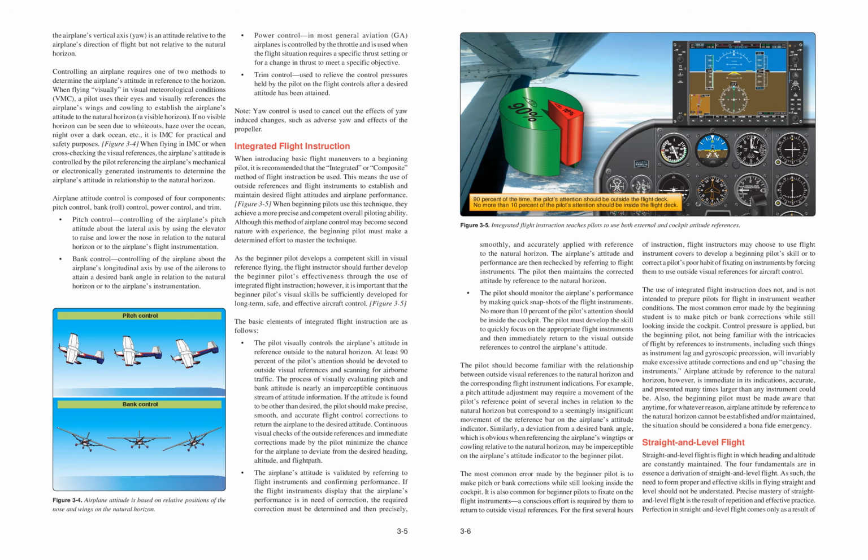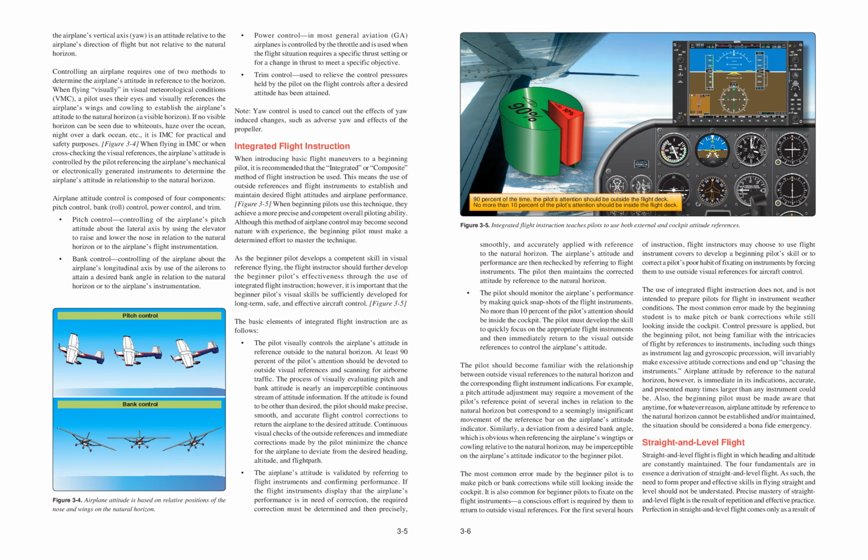The airplane's vertical axis, yaw, is an attitude relative to the airplane's direction of flight but not relative to the natural horizon. Controlling an airplane requires one of two methods to determine the airplane's attitude in reference to the horizon. When flying visually in visual meteorological conditions, VMC, a pilot uses their eyes and visually references the airplane's wings and cowling to establish the airplane's attitude to the natural horizon, a visible horizon.